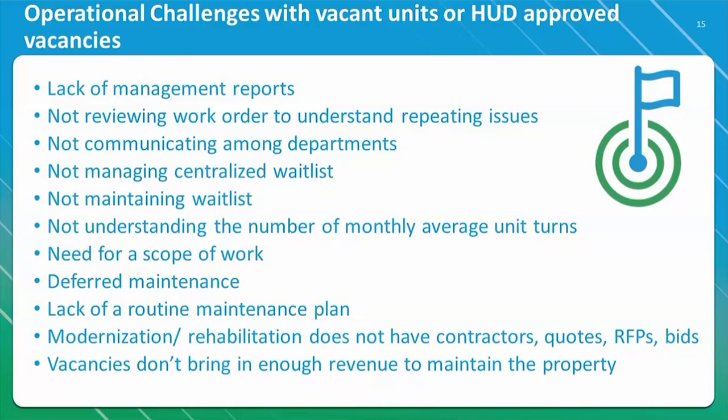Not reviewing your work orders or understanding repeating operating issues. Your work orders, if you study them, tell you a lot. They tell you how much time is spent in a unit and what problem occurs more frequently. You should be able to extract a work order report that uses all the categories for plumbing. And if the plumbing issues go from the top floor to the bottom floor, then you know you probably need to evaluate your system because something is happening.